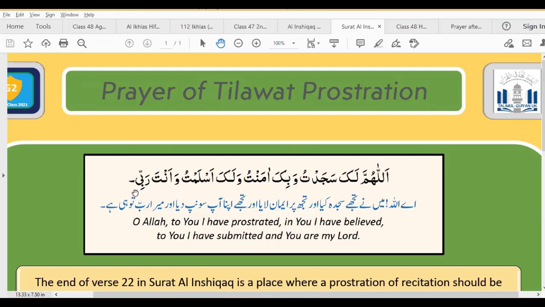So this is one of the prayers of Tilawat Prostration. One of the prayers you can read when you do sajda in the Holy Quran. The translation is, "O Allah, to you I have prostrated, in you I have believed, to you I have submitted, and you are my Lord." So a very, very beautiful dua, that prayer that we can read during sajda. Okay, so this is one of them.